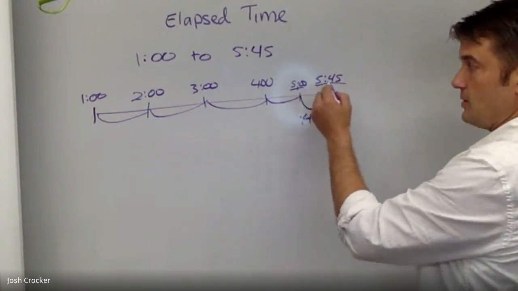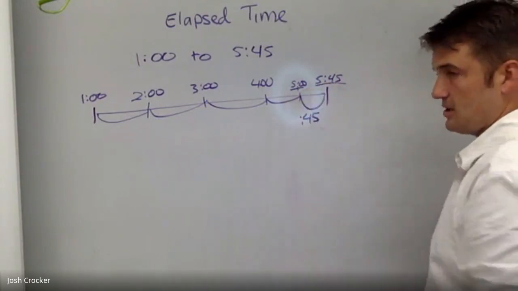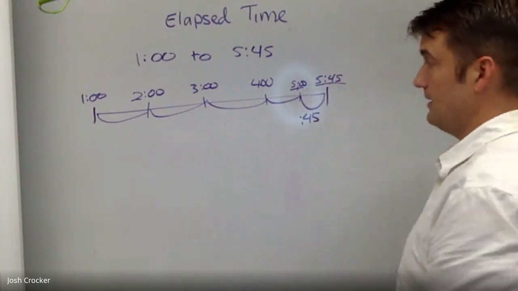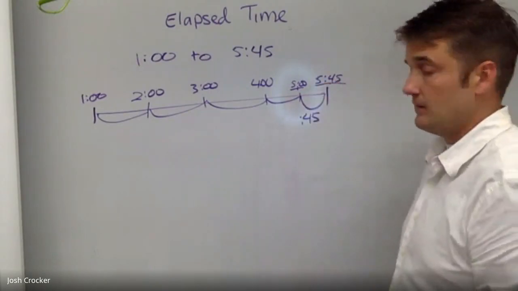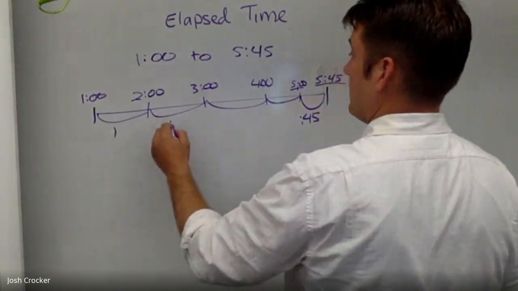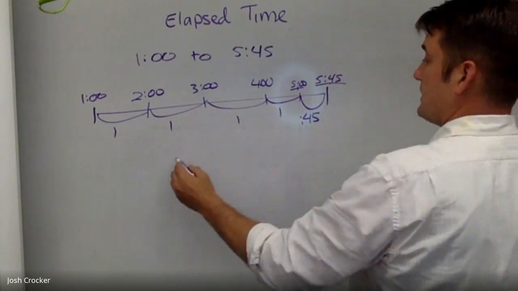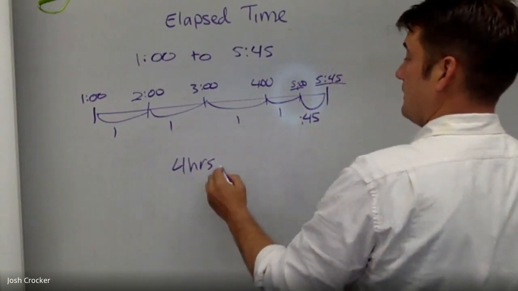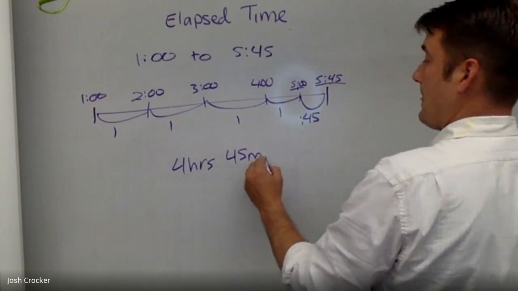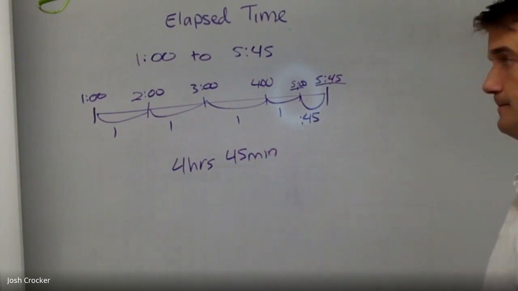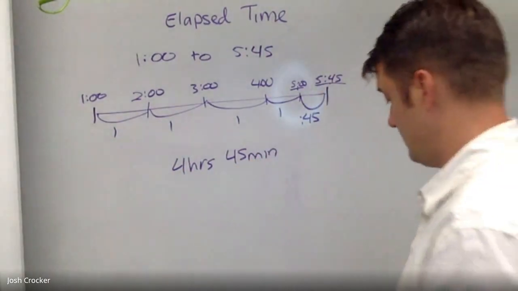Okay, from an hour to the same hour, it's just however many minutes that is. From 0 to 45 is 45. Okay, so we've got an hour, an hour, an hour, an hour. That's 4 hours, 45 minutes. Okay, those aren't too tough.